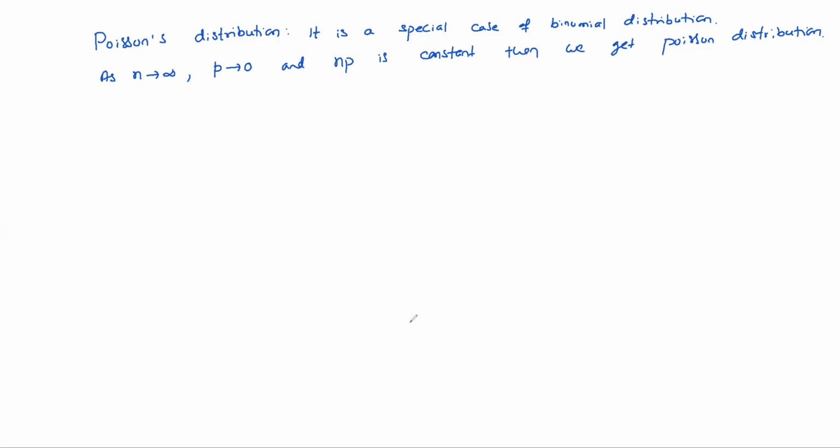Okay. So how to get the Poisson distribution formula from binomial distribution? You will see. You know, P of x equal to R is nothing but NCR P to the power of R Q to the power of n minus R. That is nothing but n factorial by R factorial into n minus R factorial, into P to the power of R Q to the power of n minus R.